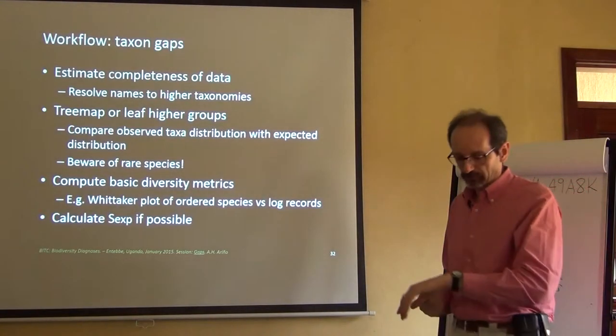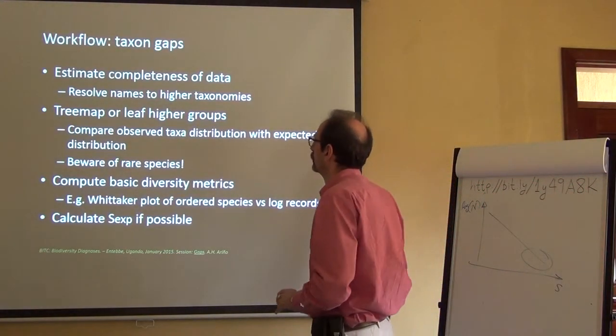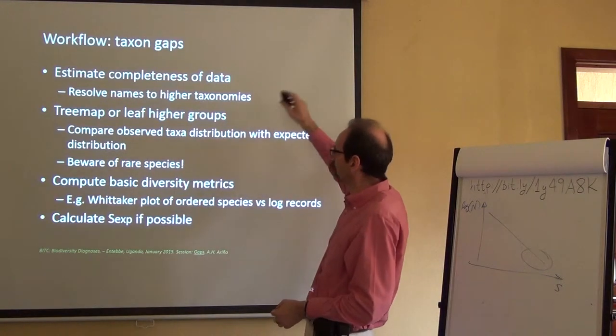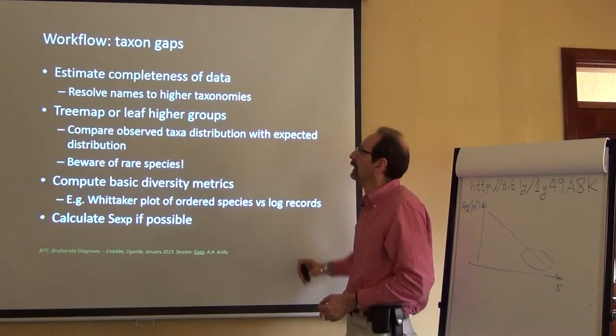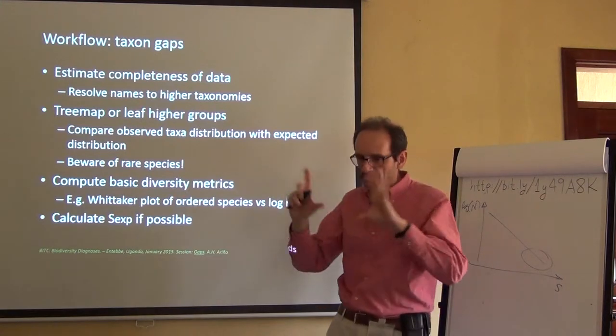So what is the workflow with taxon gaps? We need to estimate the completeness of data. We need to resolve names to higher taxonomies. That's the first thing to do, homogenize taxonomies.